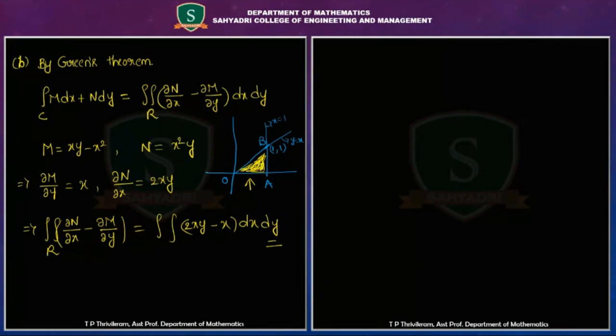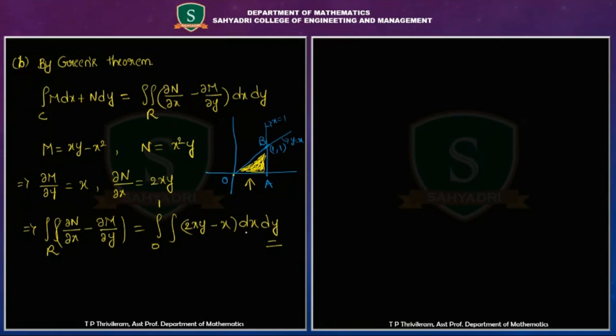From where it is starting? 0 to 1. So I will get 0 to 1 here. Because at the origin point it is 0, and on the x-axis also, y equal to 0. So that's why I have written y equal to 0. Similarly, at the top point, the y value is 1.